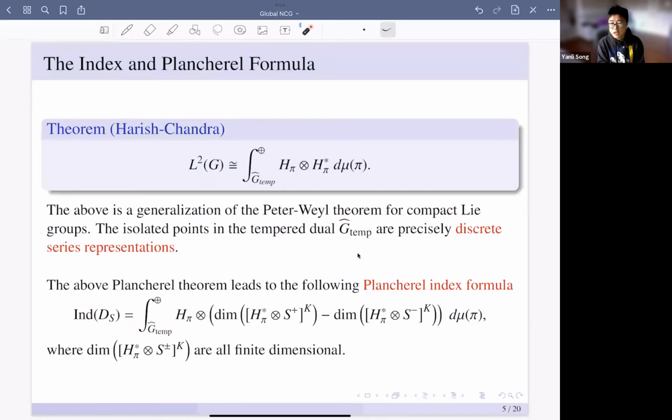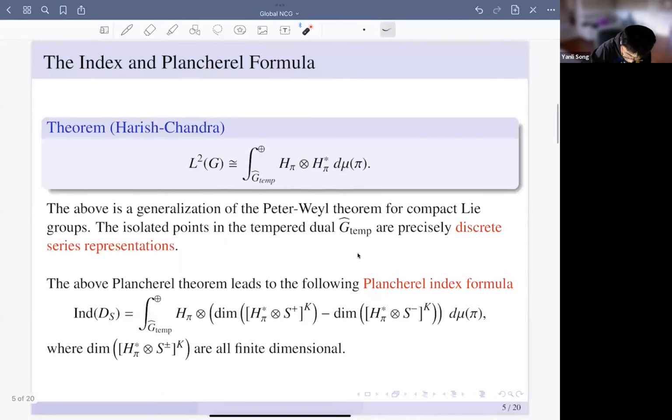But if G is non-compact, it's not so nice. Most of the representations are infinite dimensional, and the dual space may not be discrete. It may have some continuous parameter. So this is the generalization of Peter-Weyl to non-compact groups. Here we are not going to consider all the unitary dual, but only the tempered dual, which means the support of the Plancherel measure. This is Harish-Chandra's decomposition of L2(G).